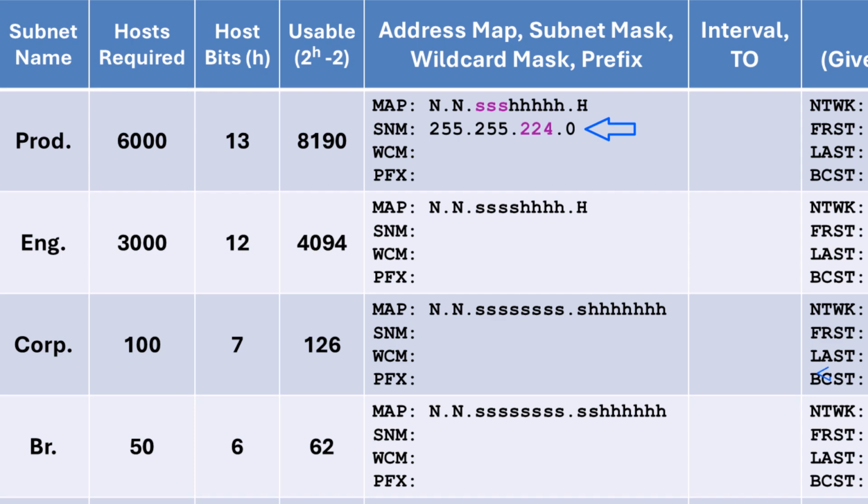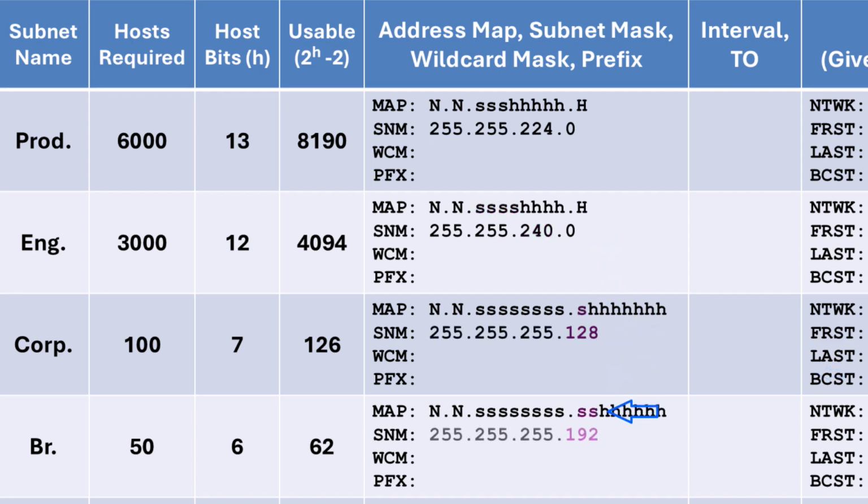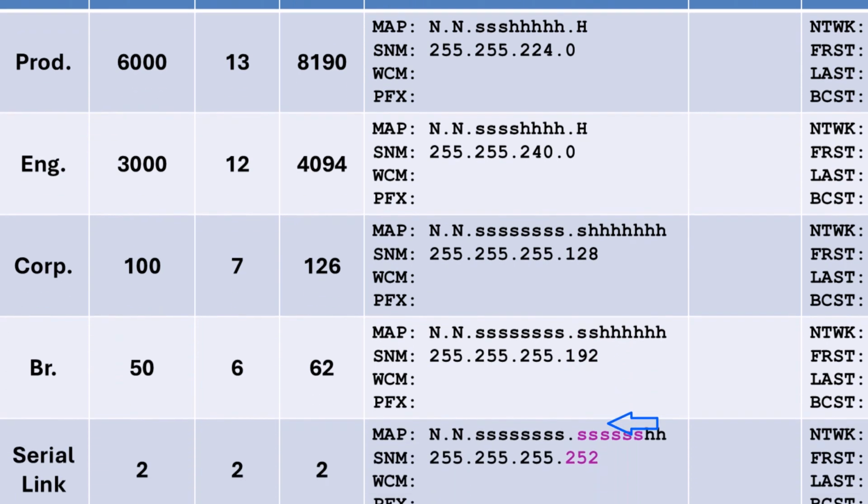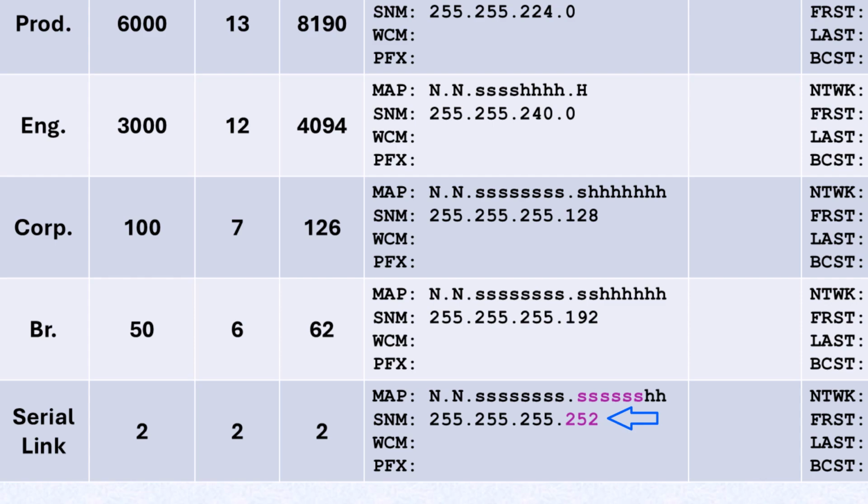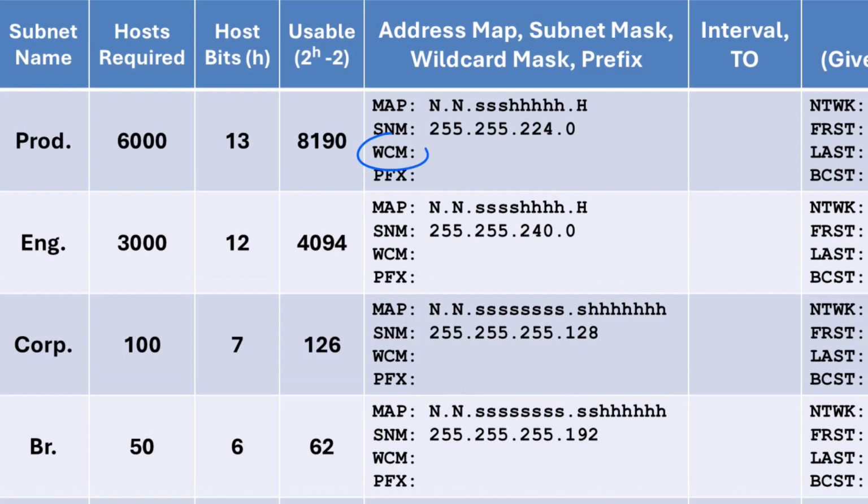Repeat the process for the other subnets. Engineering, corporate, the branch office, and the serial link. Moving on to the wildcard mask. It is the inverse of the subnet mask.